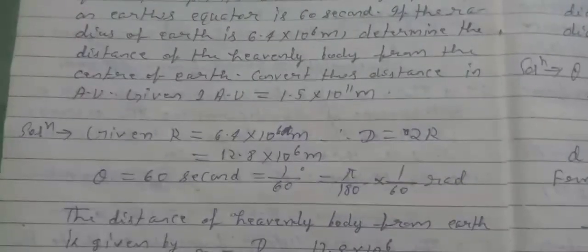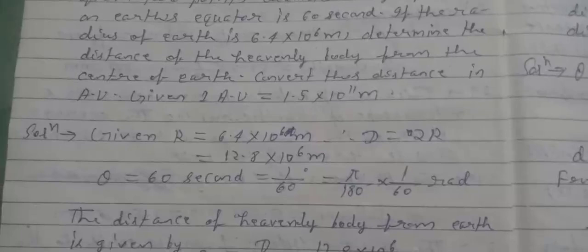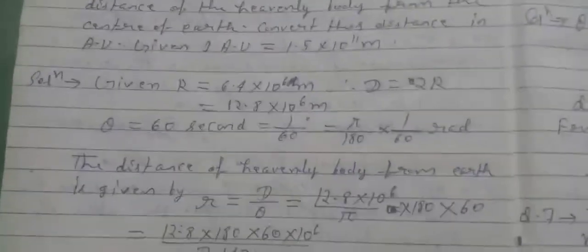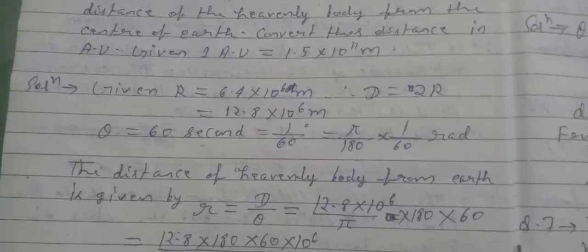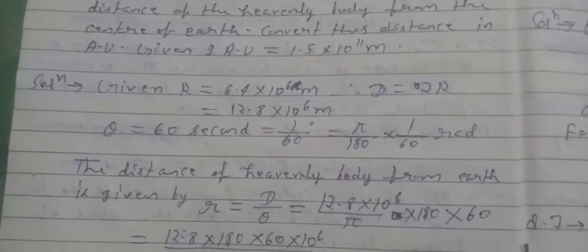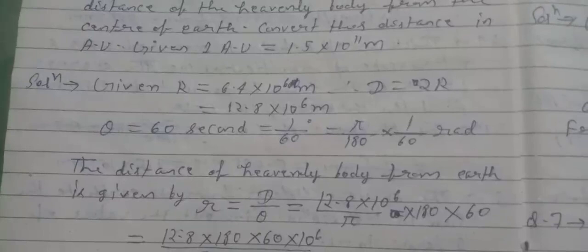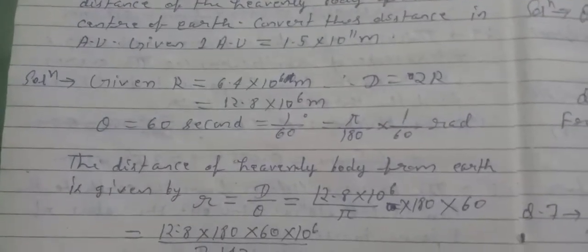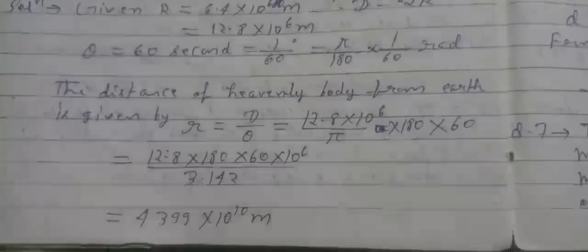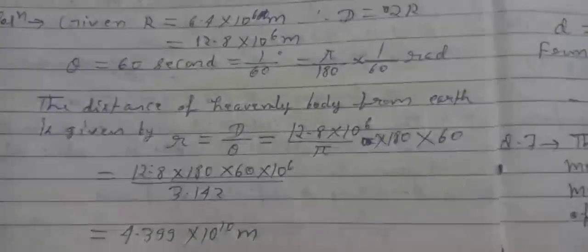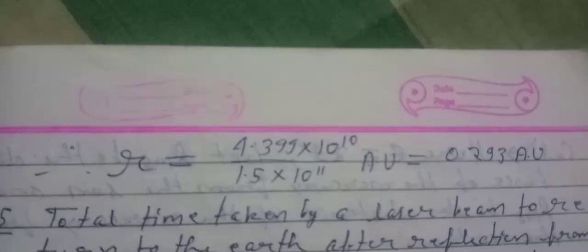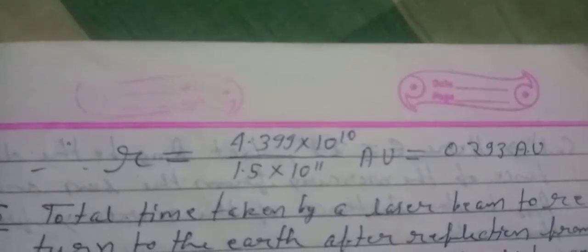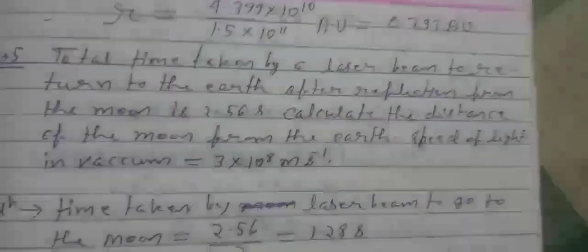Hence d is 12.8 into 10 to the power 6 meter. Now theta equals 60 second, which is 1 by 60 degree, which is pi by 180 into 1 by 60 radian. The distance of the heavenly body from Earth is given by r equals d by theta. Solving, we get 4.399 into 10 to the power 10 meter. Hence r equals 4.399 into 10 to the power 10 divided by 1.5 into 10 to the power 11 AU, which equals 0.293 astronomical unit.